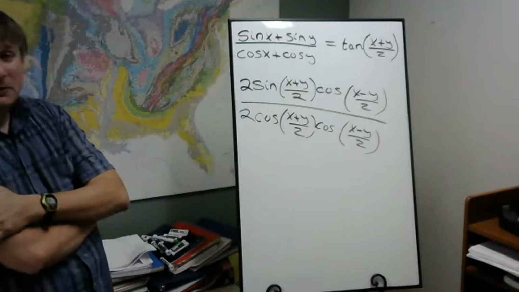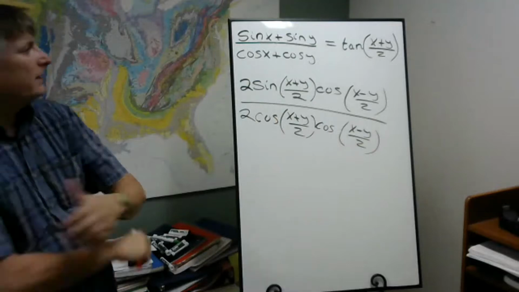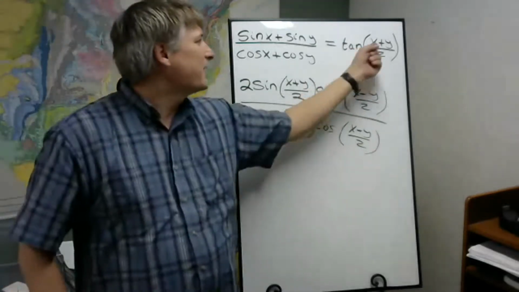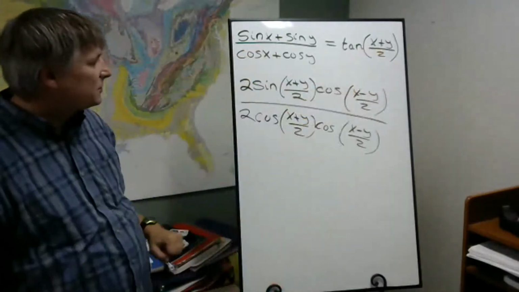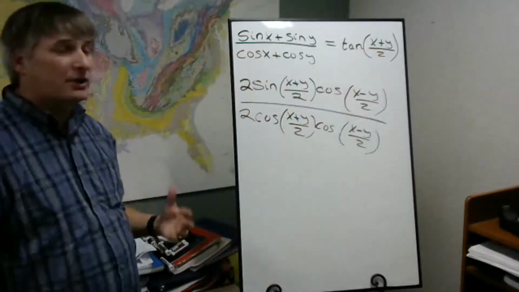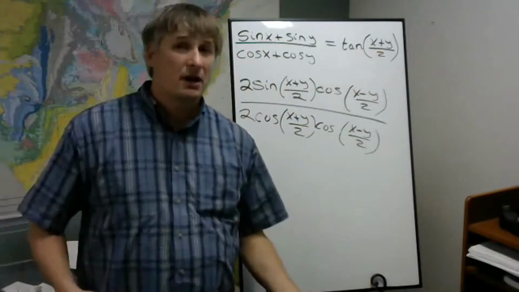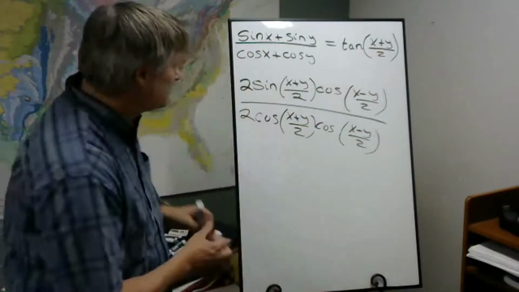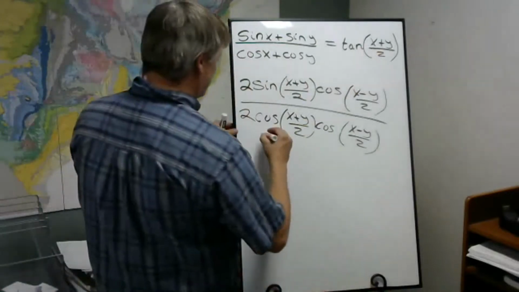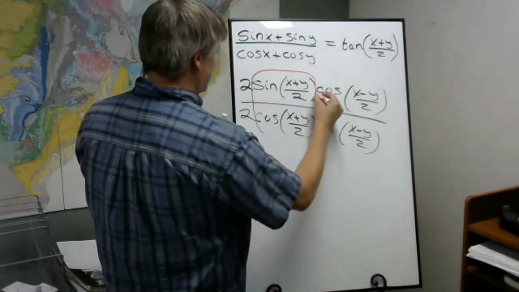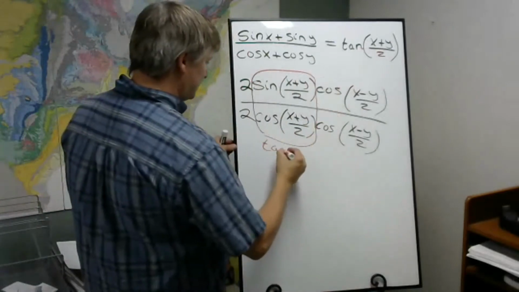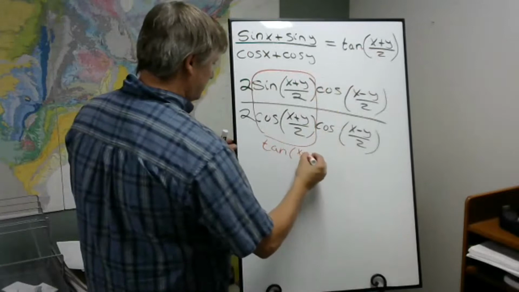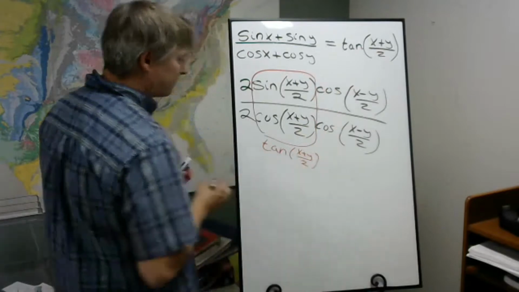So what can we do here? Well, again, our target is a tangent. It's an x plus y over 2. So we do have x plus y over 2's. We do have a sine and a cosine. And when sine is over cosine, you get tangent. So this right here will become the tangent of x plus y over 2.